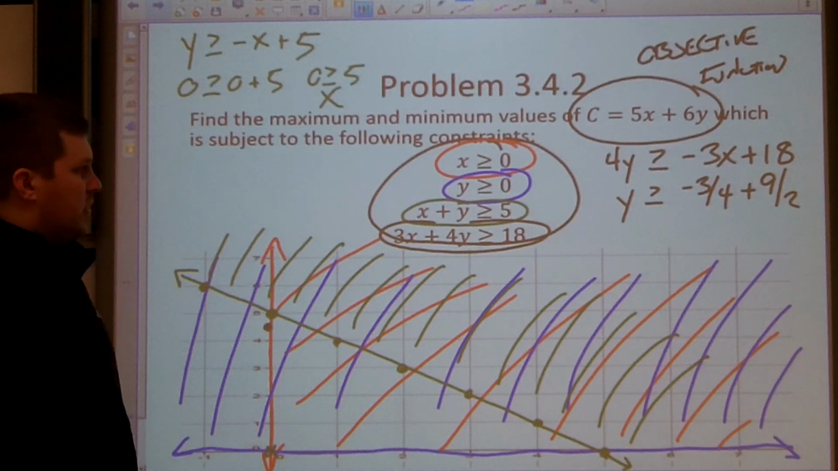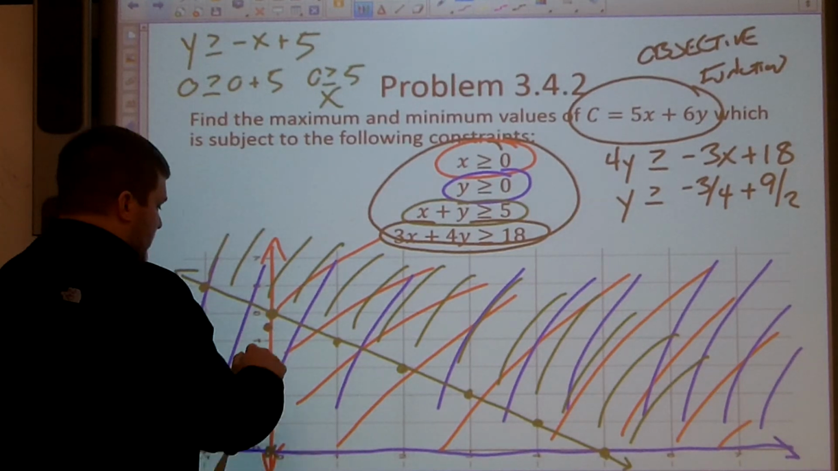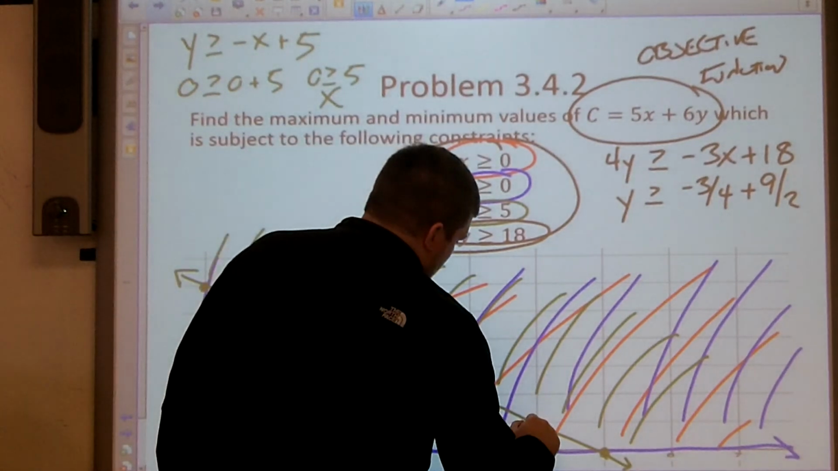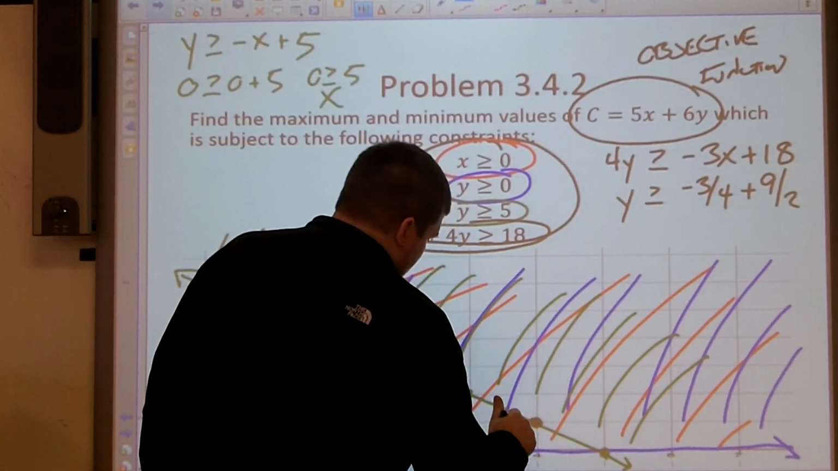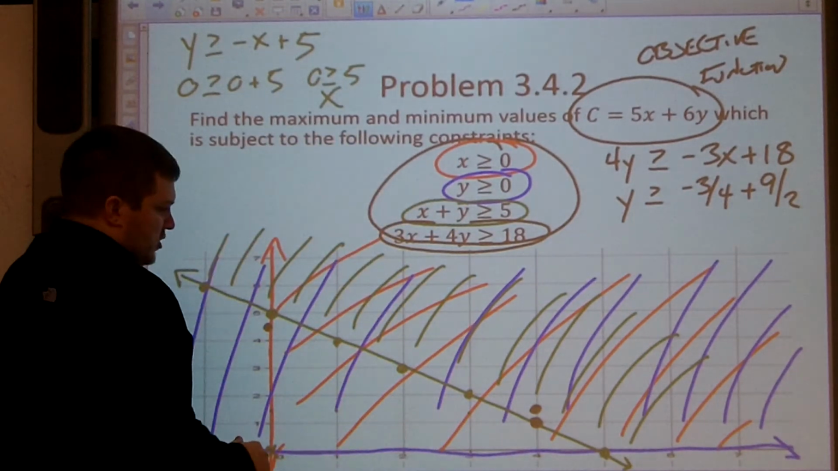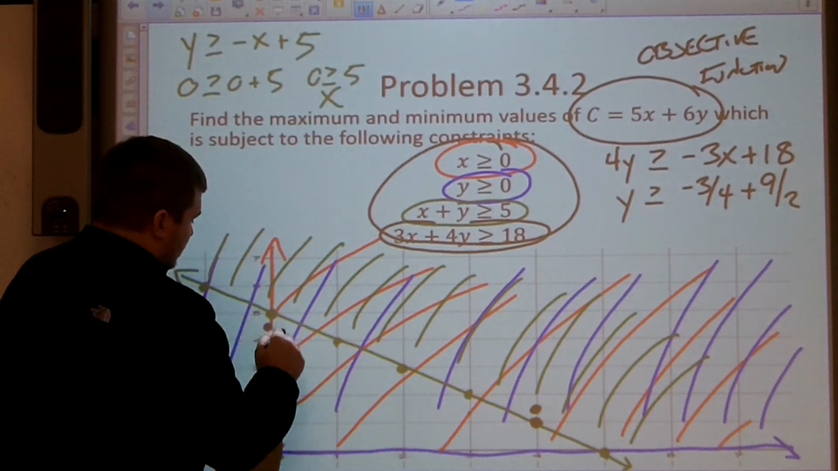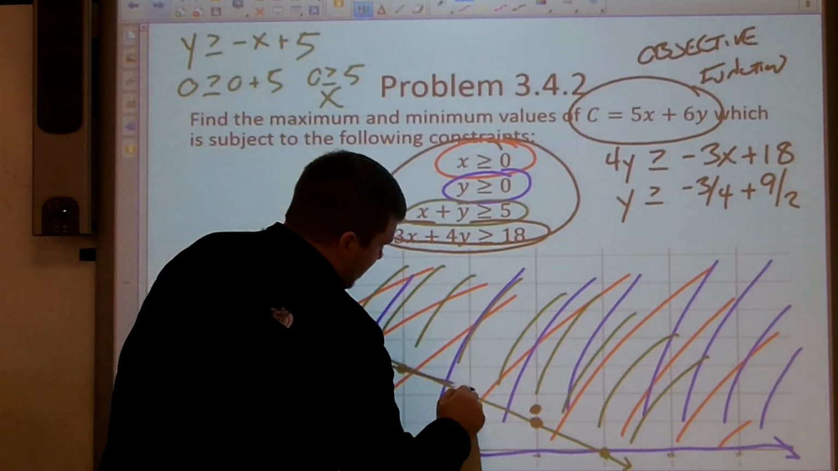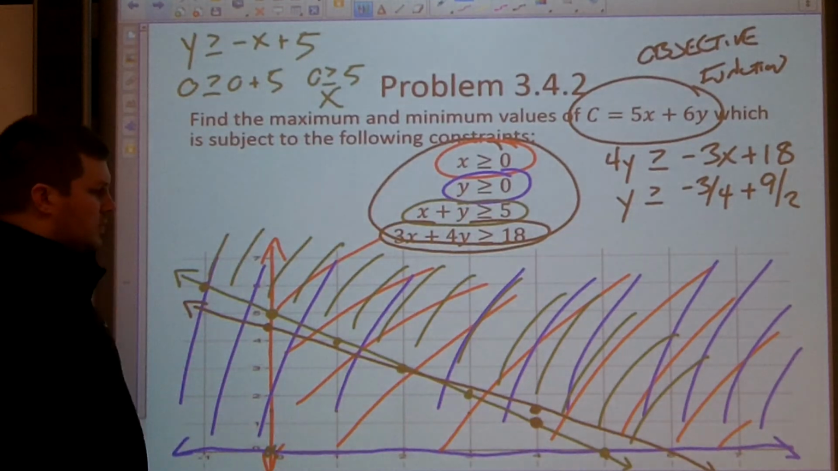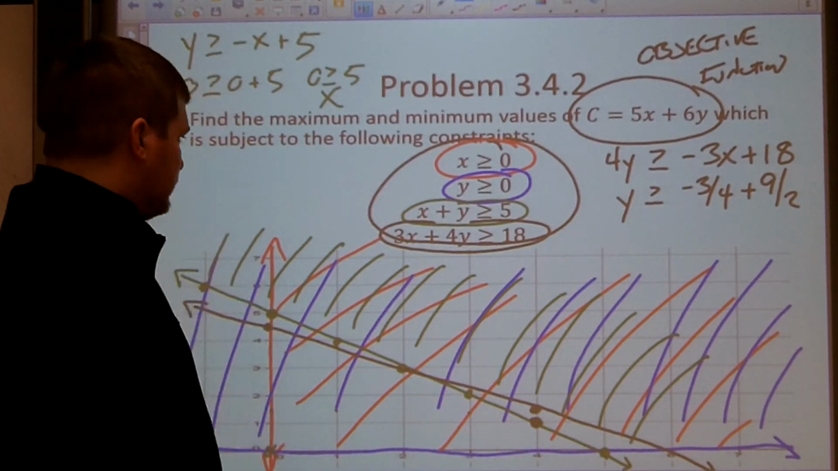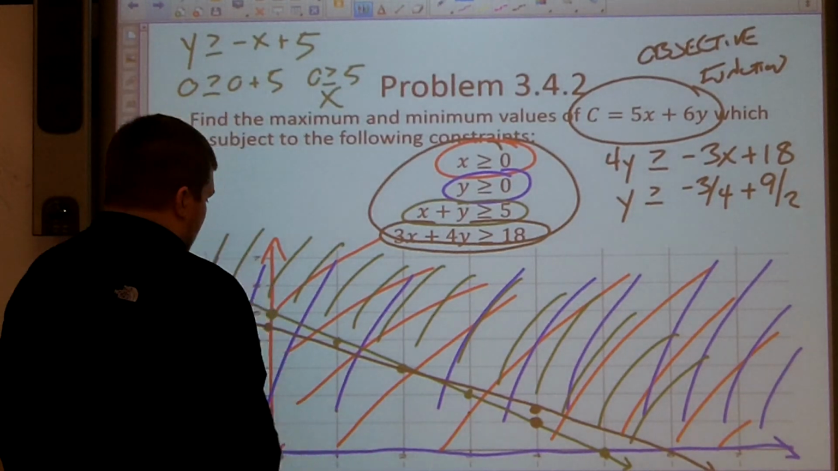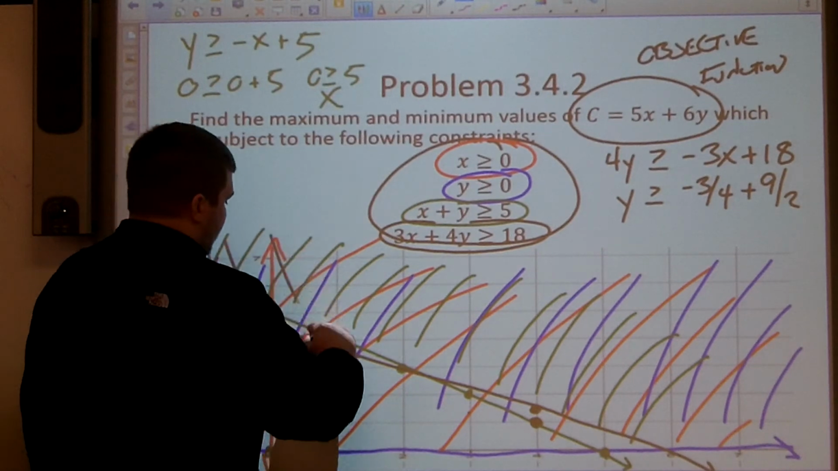My slope tells me I need to go down 3 units and right 4 units. So 1, 2, 3, 1, 2, 3, 4. Oops, sorry, it should be right in the middle. Okay, so I have 2 points. That should be enough to do my line. It's going to be something a little like that. Right, so we need to shade now. It says y greater than that, so that means we're just going to simply shade above.